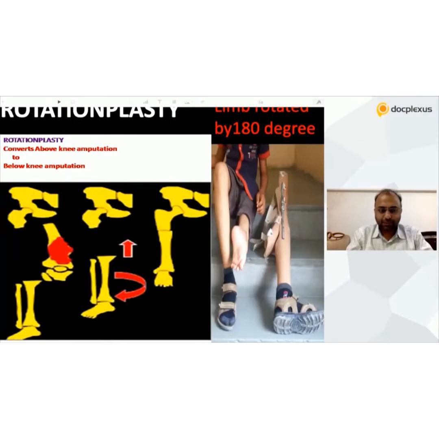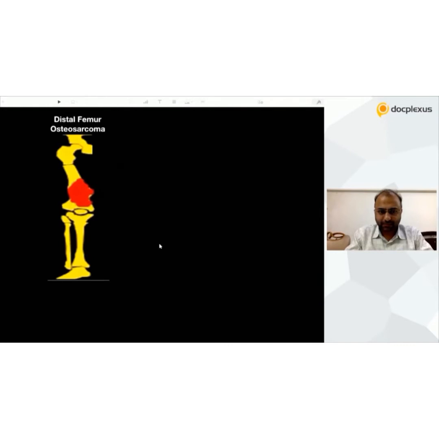Rotationplasty is a procedure that converts an above knee amputation. This is a very important term. Above knee amputation is converted to below knee amputation. Here is a schematic video. We'll be seeing what this is and how the limb is rotated by 180 degrees. This is a small animation video.